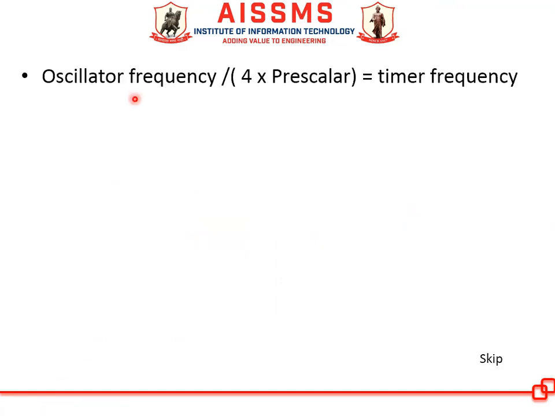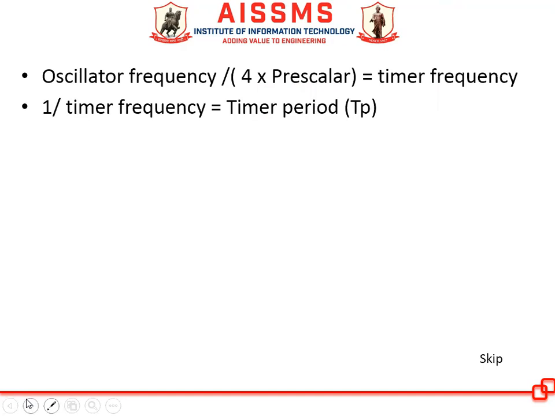So first, to calculate the timer frequency, we need to know the oscillator frequency. You have to divide it by 4, which you cannot change. It's an inbuilt value which is used, and then you have to divide the frequency by the prescaler as well. So first, we have to find out the timer frequency. Once the timer frequency is known, then 1 upon the timer frequency will give you the timer period.